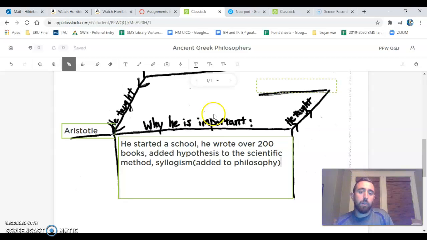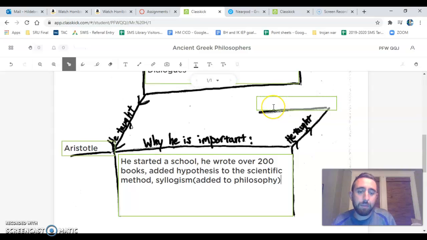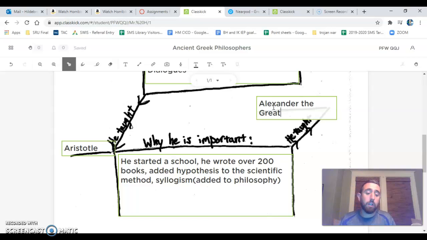And then he's actually going to be the teacher of somebody famous. Now, this person is not a philosopher, but this person is somebody famous that you know. He's a famous leader, and he taught Alexander the Great. It's that guy who came in and conquered Persia, and conquered Greece and Egypt, and made it the whole way to India. That guy. He's going to be Aristotle's student.